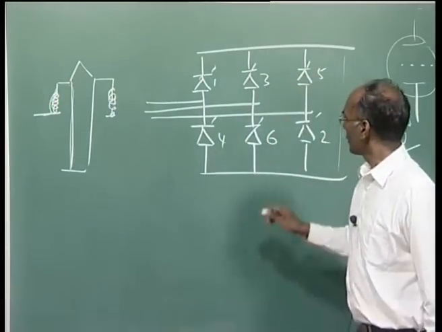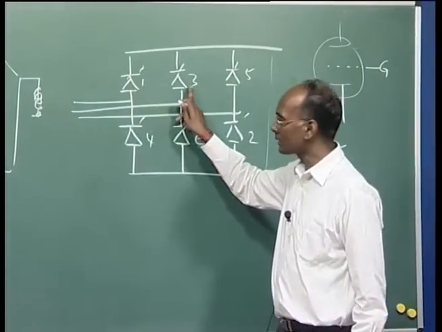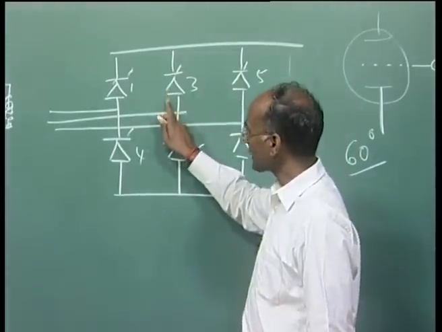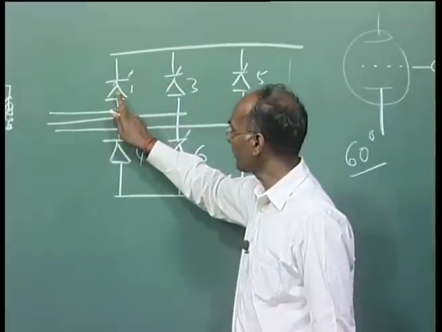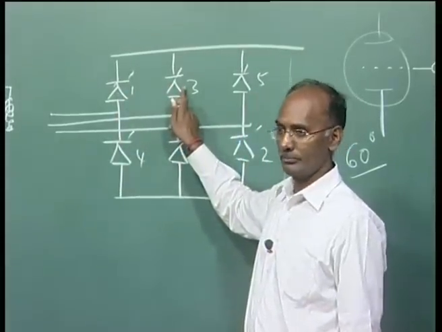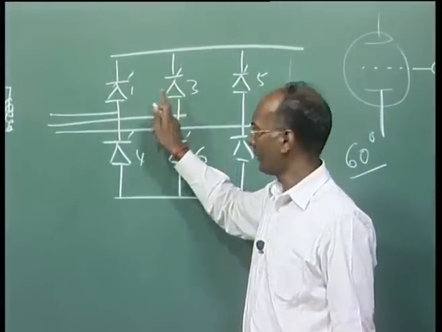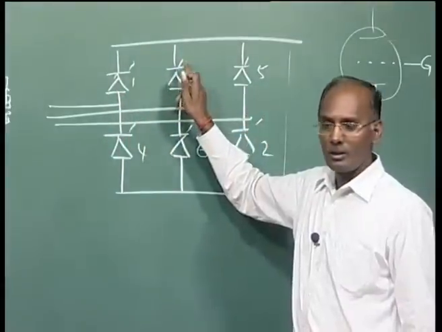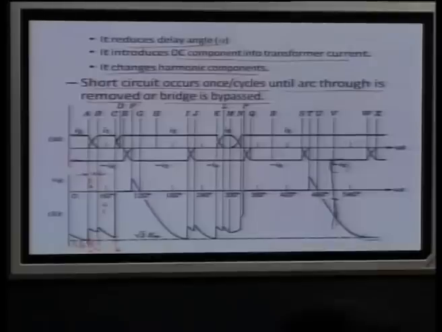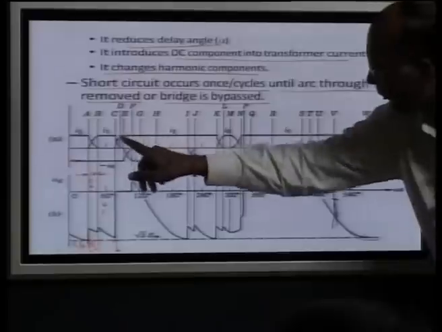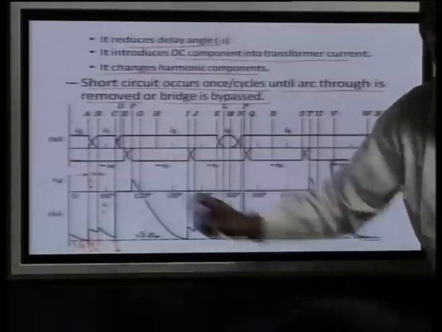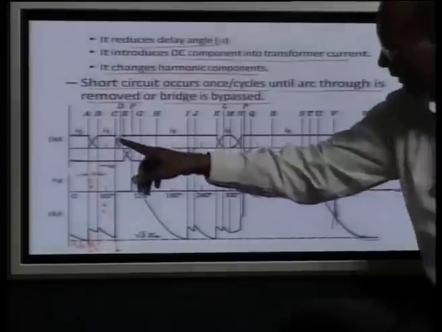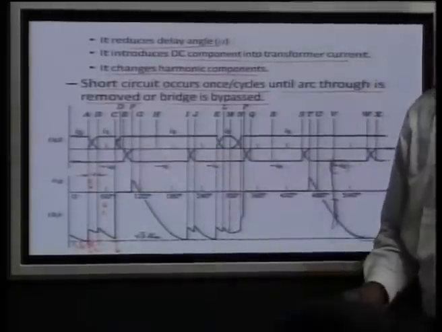Now 6 and 1 were conducting, and now 3 is also conducting. No doubt the DC voltage is going to be 0, but the voltage across this is rising. So the commutation between 1 and 3 will be successful, and the current ID which was flowing here is now going to flow here. So you can see the commutation between 1 and 3 is successful for a very short duration, because the voltage across 3 is rising very fast, and 1 is decreasing. So there is a successful commutation between 1 and 3.